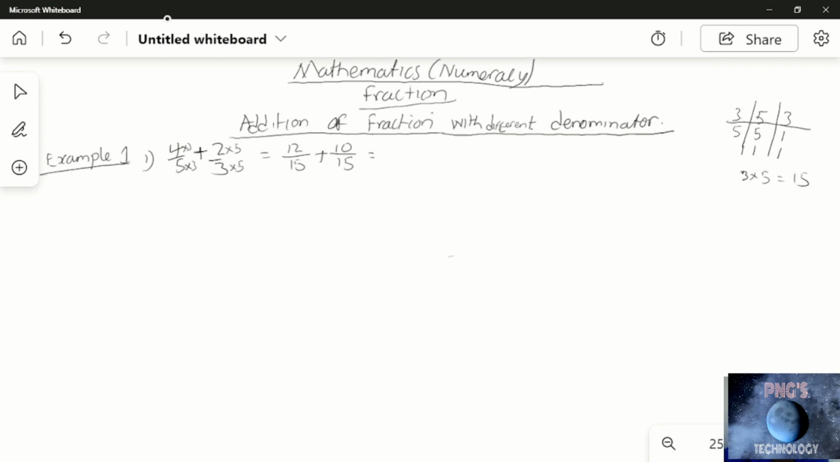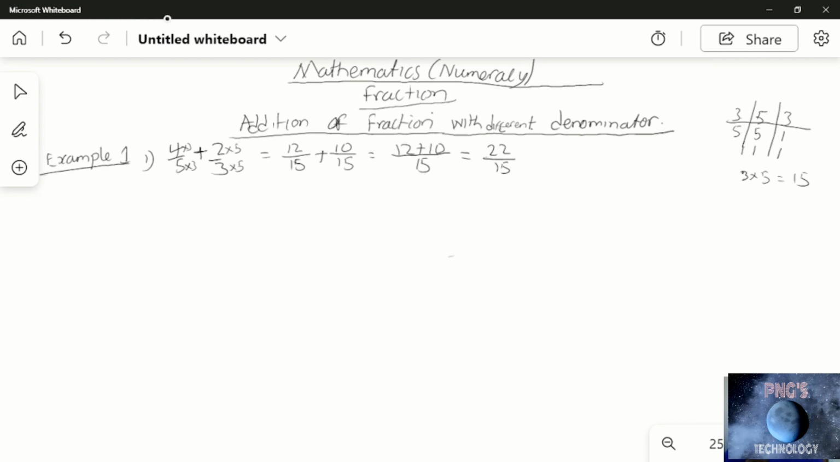In this case we already have them on the same denominator, so we can work the way we did our initial additions of fractions with the same denominator. So now we've made them the same denominator, so it's easier to continue. With the same denominator, you choose either of them, which is 15. So we have 12 plus 10, which will give us 22 all over 15.